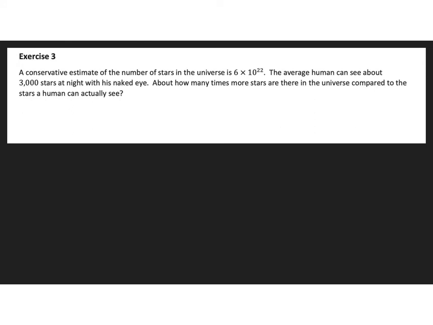All right, exercise 3. A conservative estimate of the number of stars in the universe is 6 times 10 to the 22nd power. The average human can see about 3,000 stars at night with his naked eye. About how many times more stars are there in the universe compared to the stars a human can actually see? So we're going to be doing stars in the universe compared to the number of stars a human can actually see. Okay? So we're comparing the universe to the human eye.